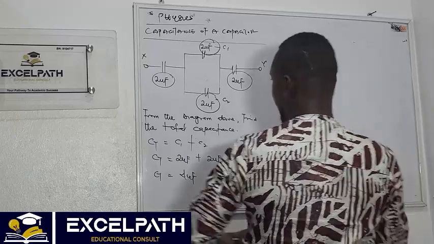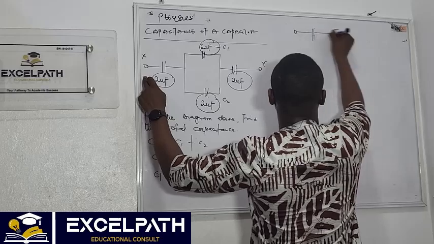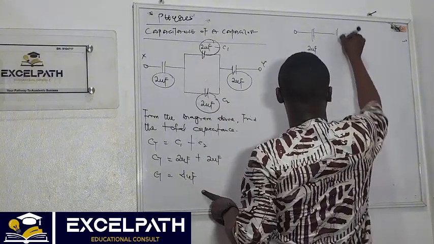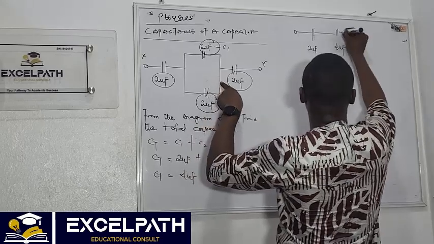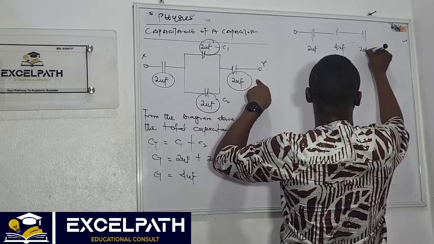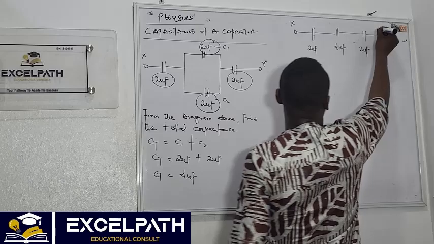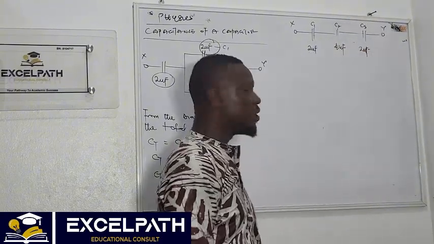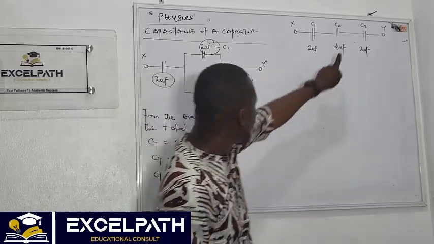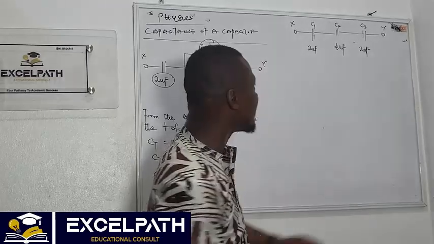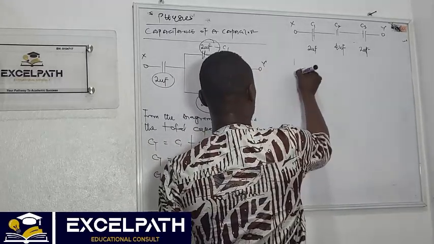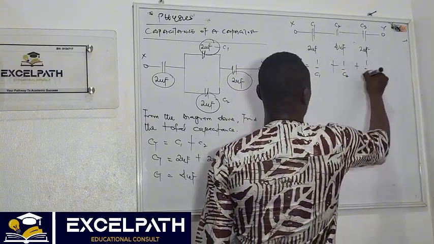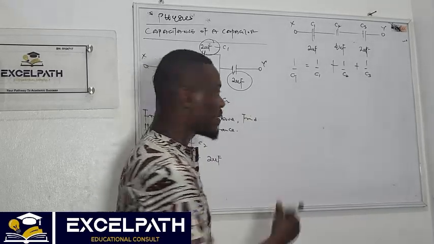You can now come back here and redraw your diagram. Remember this one was 2 microfarad, but the final answer for this, when you resolve it, gives you 4 microfarad. Then the last one here is 2 microfarad, with your X and your Y. From here, this one is now my C1, C2, and C3. I resolved the parallel, so the circuit is now in series. The formula for series, remember, is 1 over C total equals 1 over C1 plus 1 over C2 plus 1 over C3 to get my total capacitance.